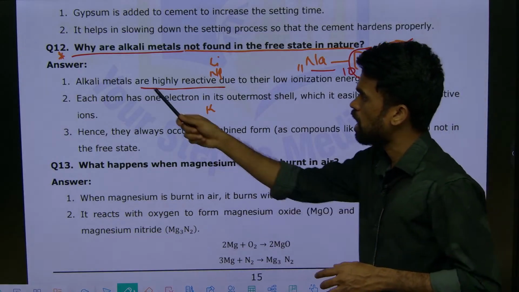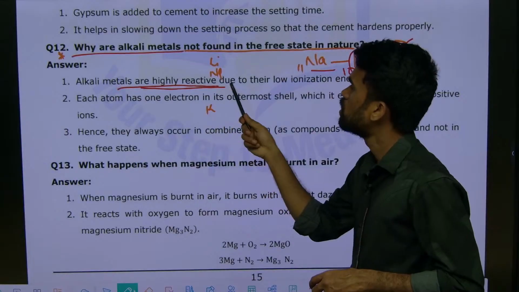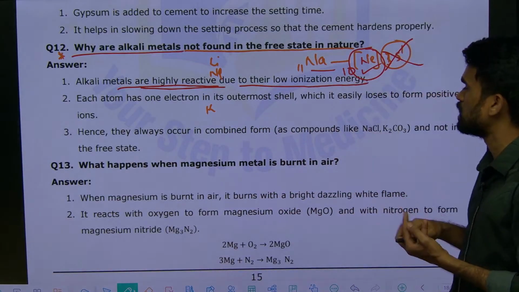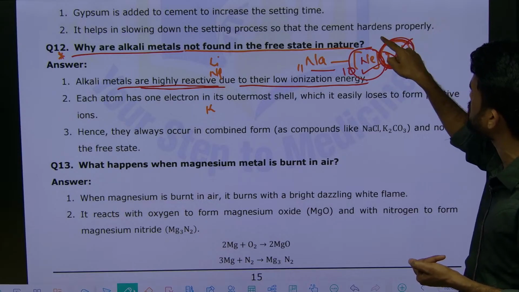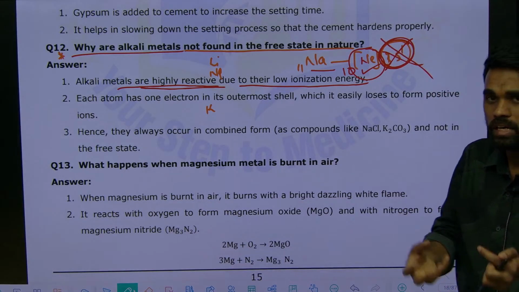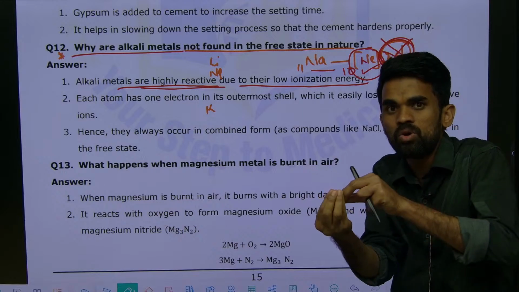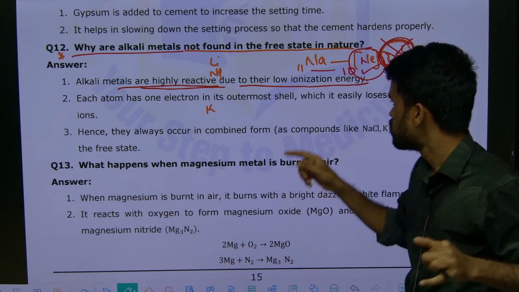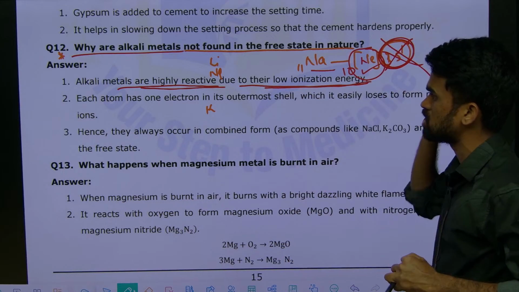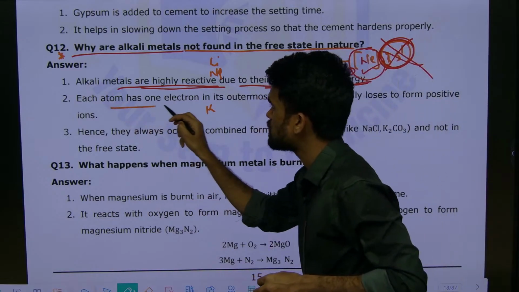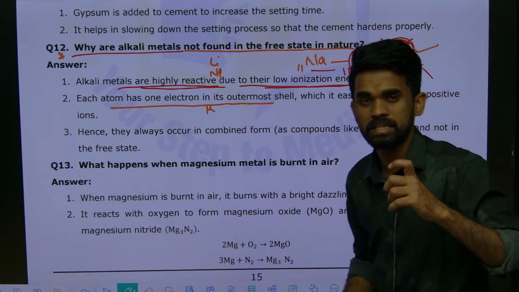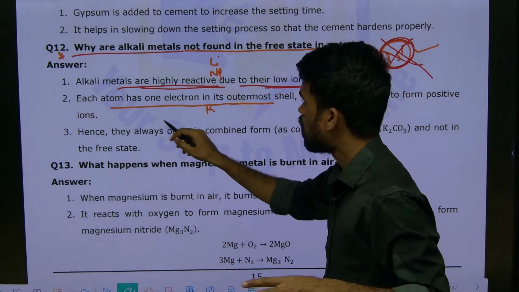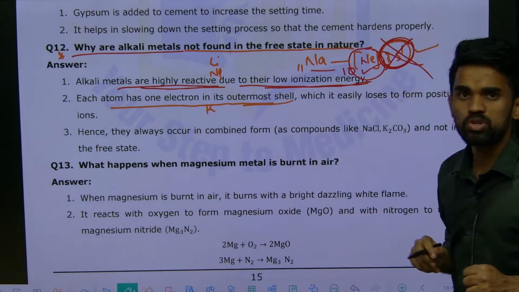Alkali metals are highly reactive due to their low ionization energy. Ionization energy means the amount of energy required to remove the outermost electron. Low ionization energy means it gives out an electron more easily. Each atom has one electron in its outermost shell. All alkali metals, lithium, sodium, potassium, rubidium, have one outermost electron.